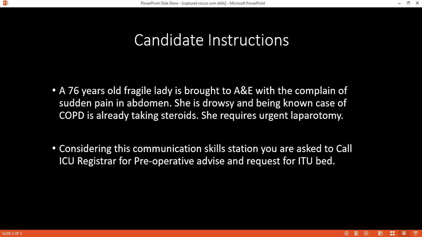All right. I have at the moment only one ITU bed left, and in case an asthmatic patient comes in, how are you going to manage that? In that case, ma'am, I will continuously monitor this patient in the recovery room, and I will involve the ICU registrar for the further management of this patient. And I'll keep in contact with the bed manager till I get the bed in the ITU.